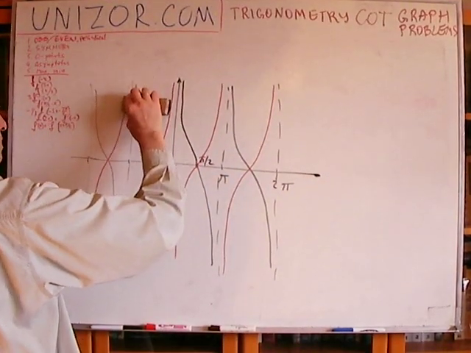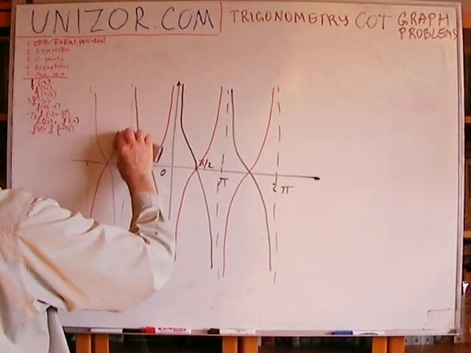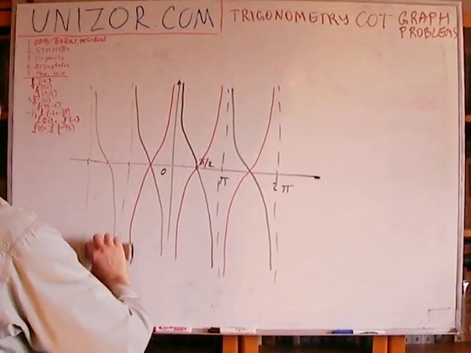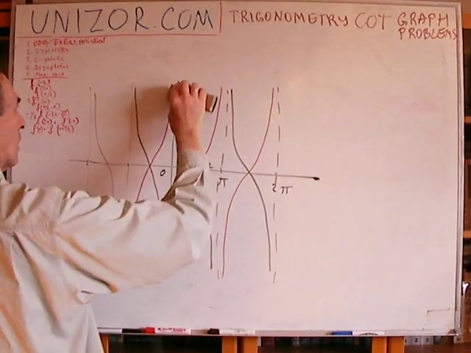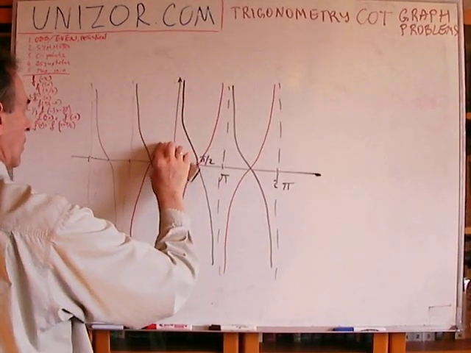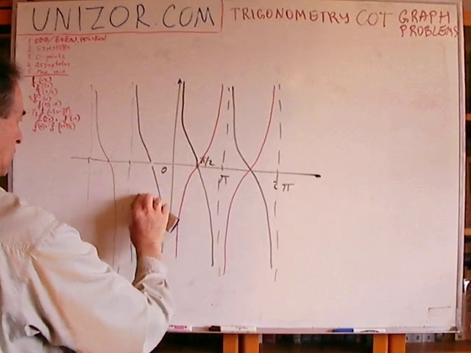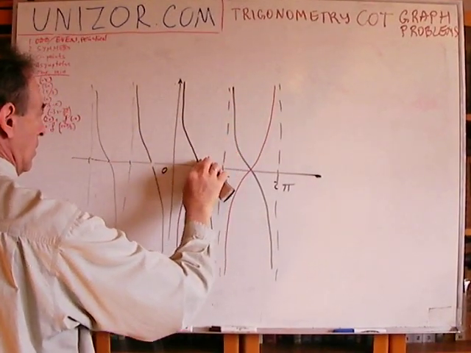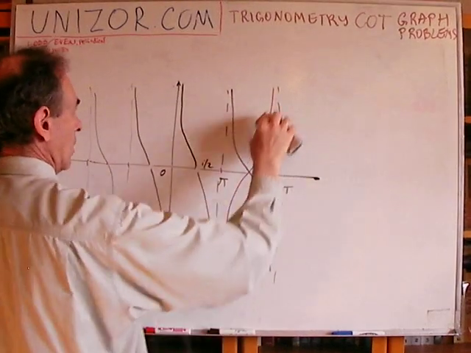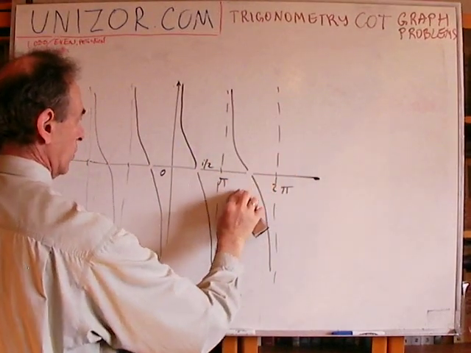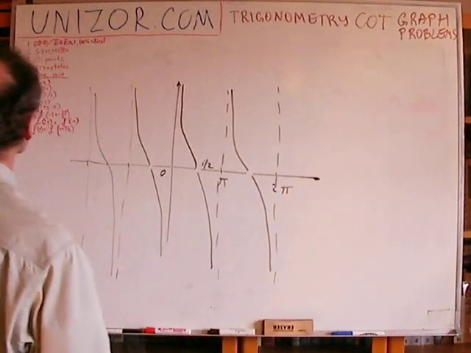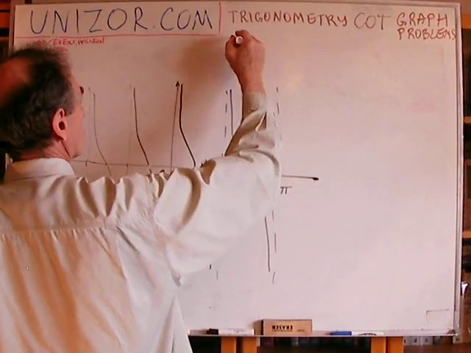Now, let's wipe this out so I don't have to draw the cotangent again. And we will go to the next problem. The next problem is cotangent of 3x.